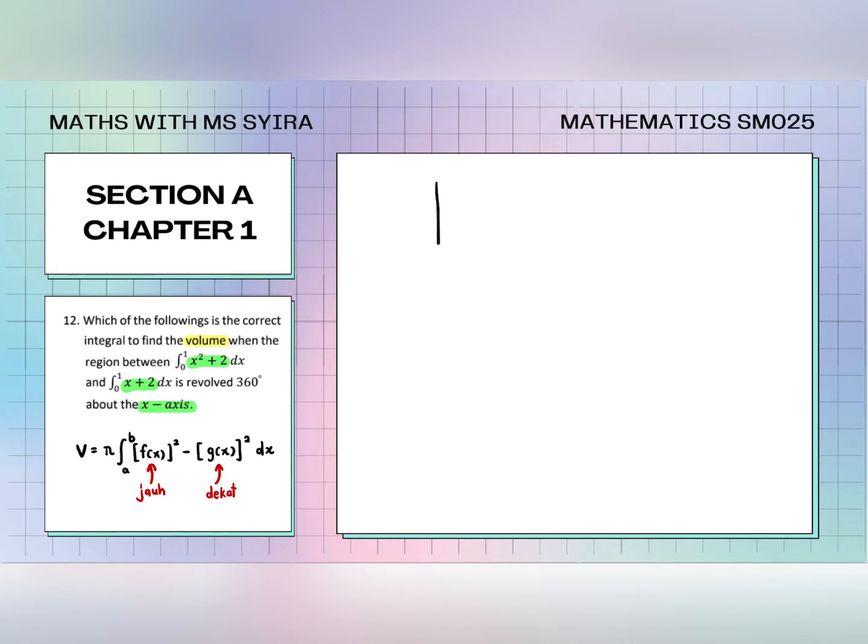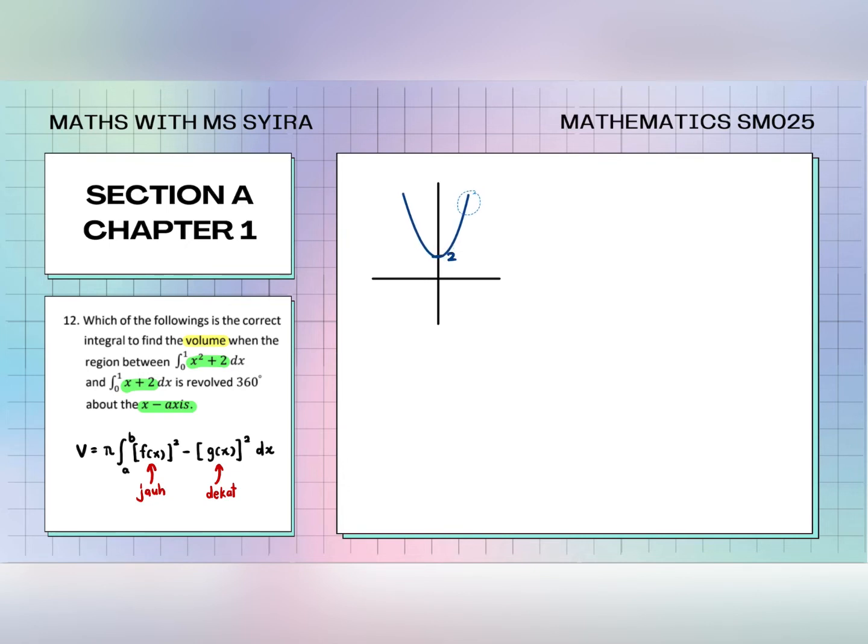Okay, so for this one, kita dah tahu dah sebenarnya, dia punya intersection will be 0, 1. Okay, cuma kita nak tahu function mana dekat atas, function mana dekat bawah. Okay, so let's find it out by sketching the graph, or you can also use your Desmos. Okay, so untuk function yang pertama, x square plus 2. Let's say this is our 2. So this will be our shape of, oops, okay.